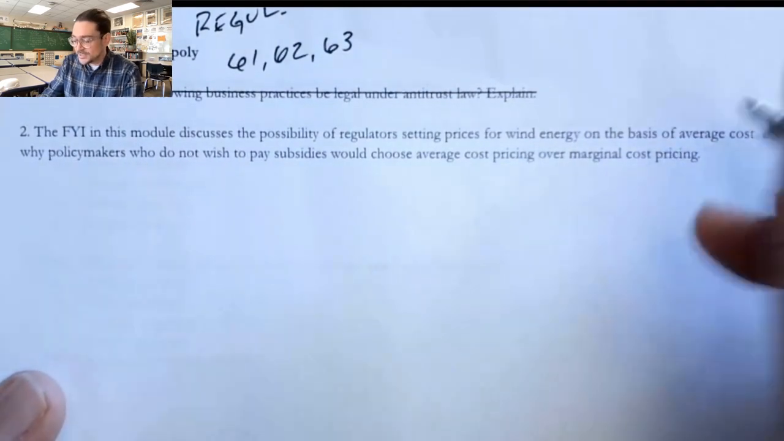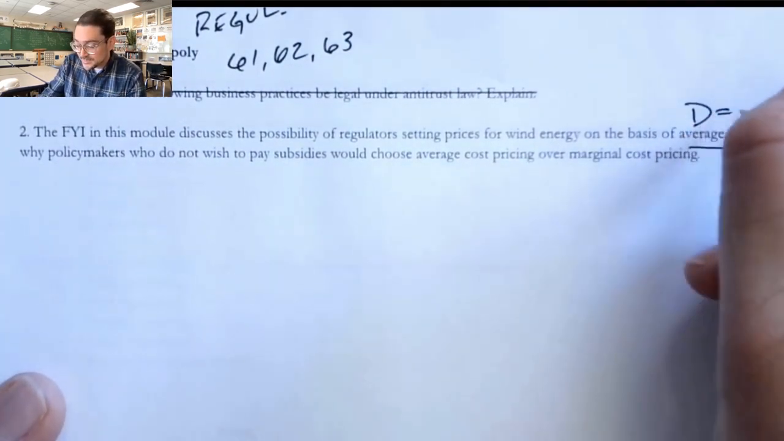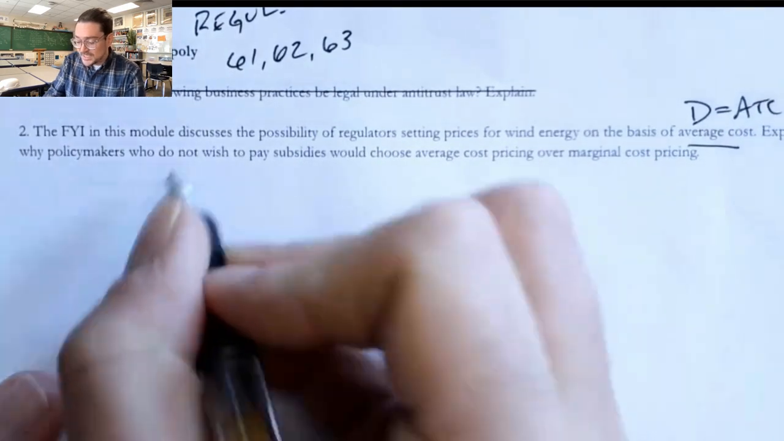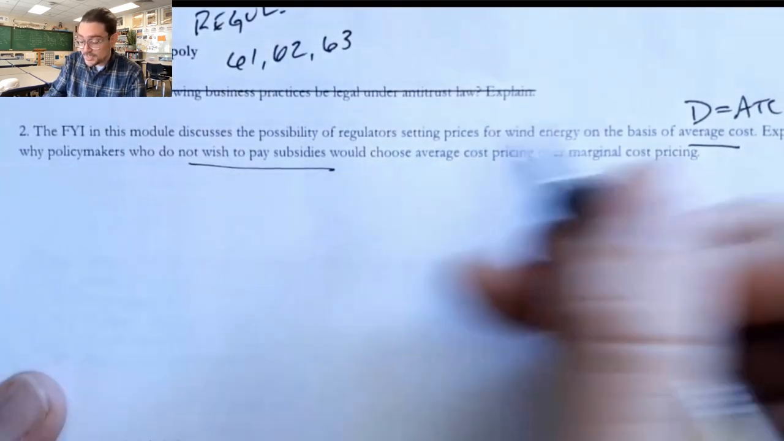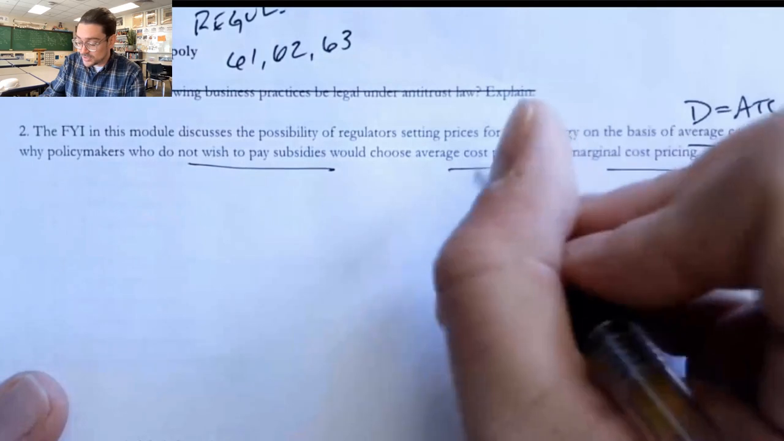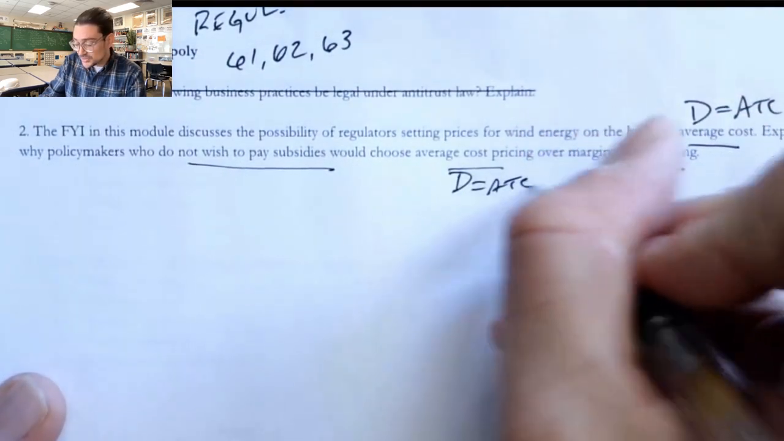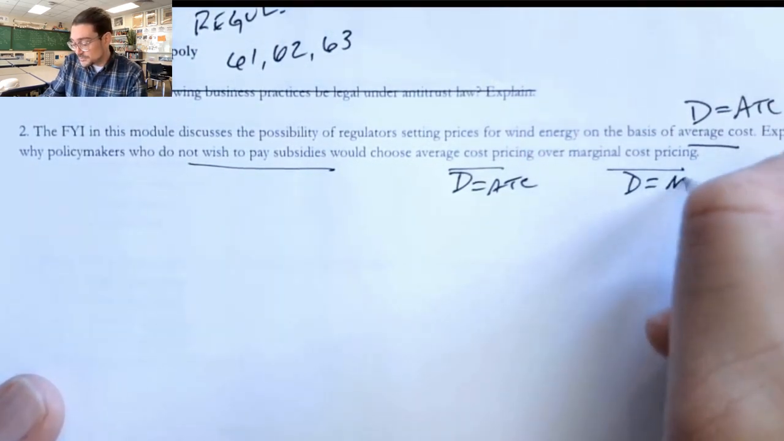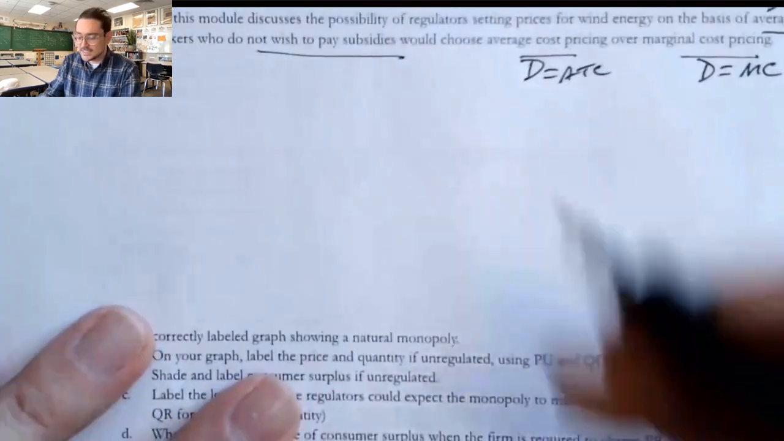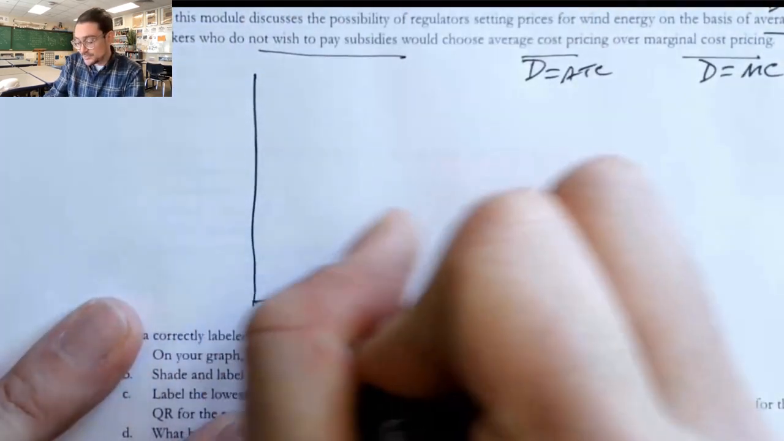Now, the question here, number 2, says the FYI in this module talks about regulators setting prices for wind energy on the basis of average costs. That means demand equals the average total cost curve. Explain why those who don't want to pay subsidies would choose that over marginal cost. So demand equals average total cost in average cost pricing. Demand equals marginal cost in marginal cost pricing. And the reason why is actually easier to understand with a graph.